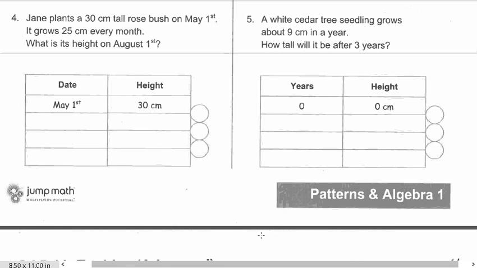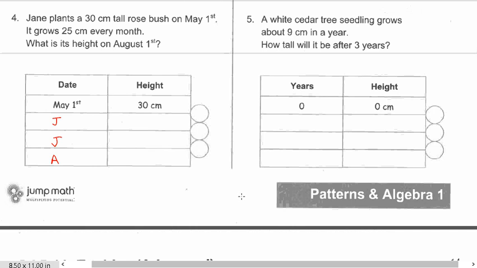Question 4, Jane plants a 30 centimeter tall rose bush on May 1st. It grows 25 centimeters every month. What is its height on August 1st? So again, you need to know your months: May, June, July, August. And make sure you're adding 25 centimeters each month to find out what its height is on August 1st.